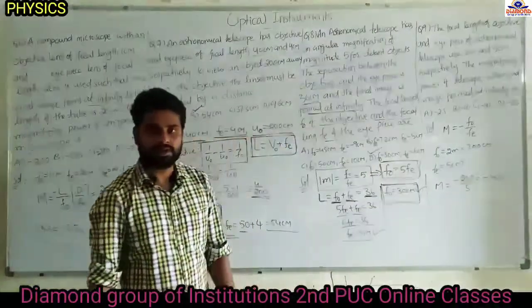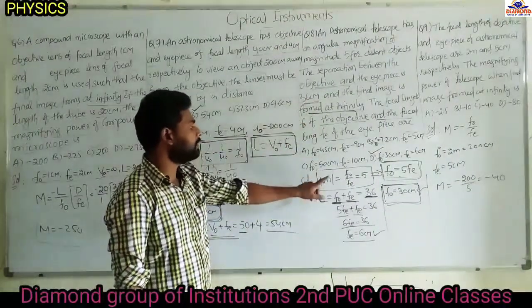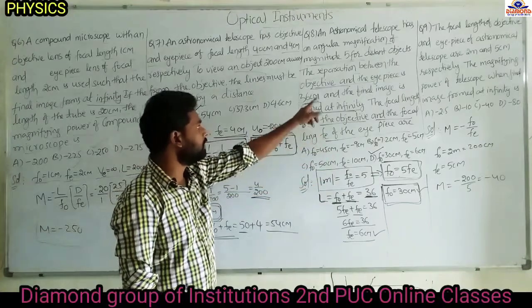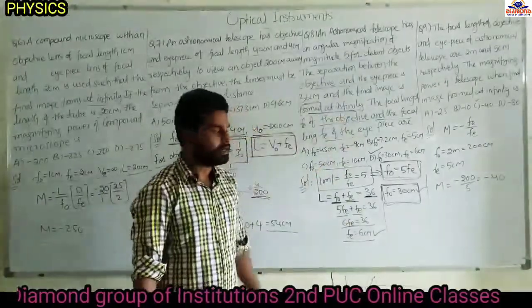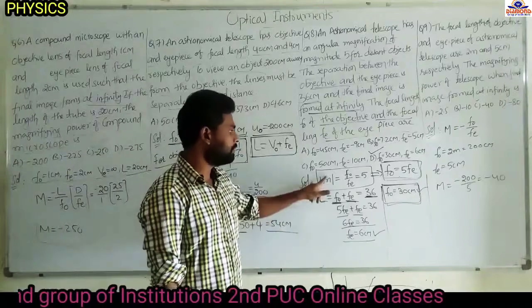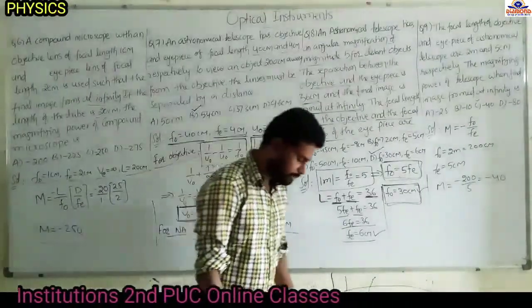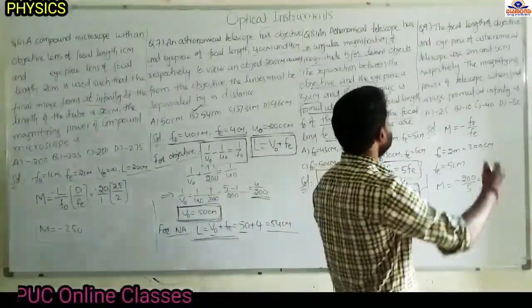In this way we have to solve the problem. They gave the hint here with the magnification, which means the final image is forming at infinity. So for the final image forming at infinity, the formula is this one, the magnification power formula. Then come to the next question.